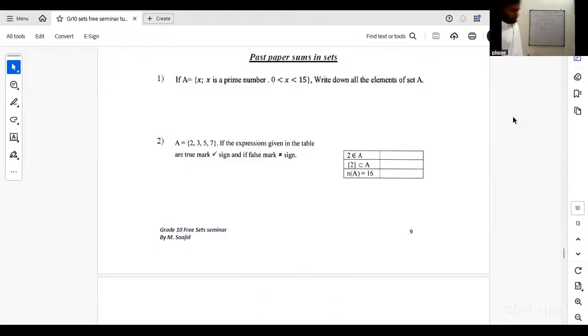Next one: 2 is a subset of A. Is it correct? Is 2 a subset of A? No. It's an element, not a subset. Next: the number of elements of A is 60. Is it correct? No, there are only 4 elements, so not 60. It is wrong. That's the question.